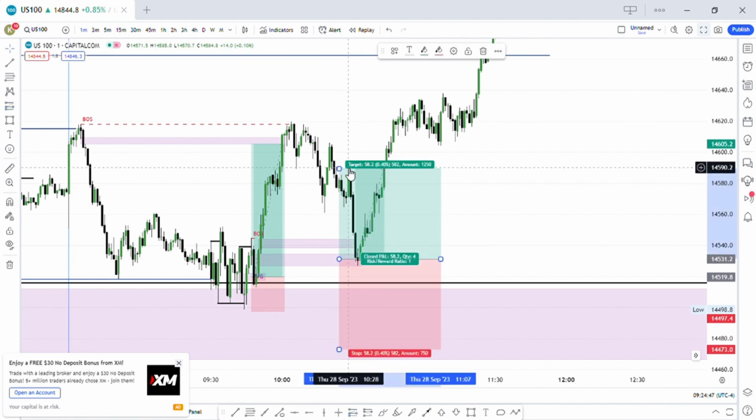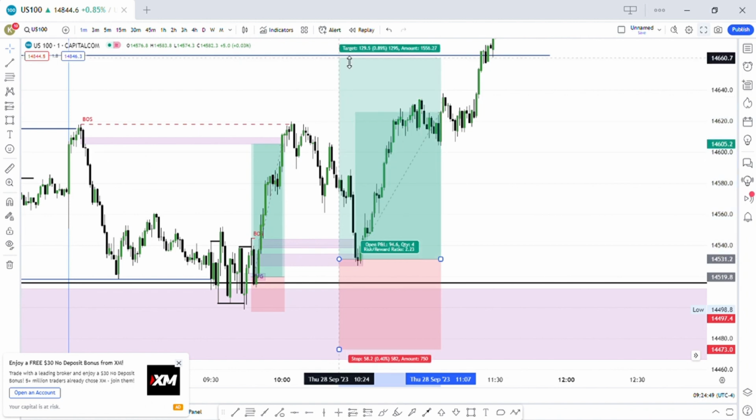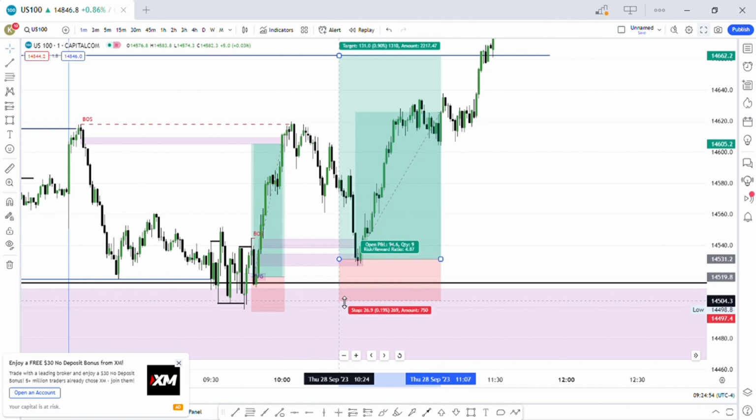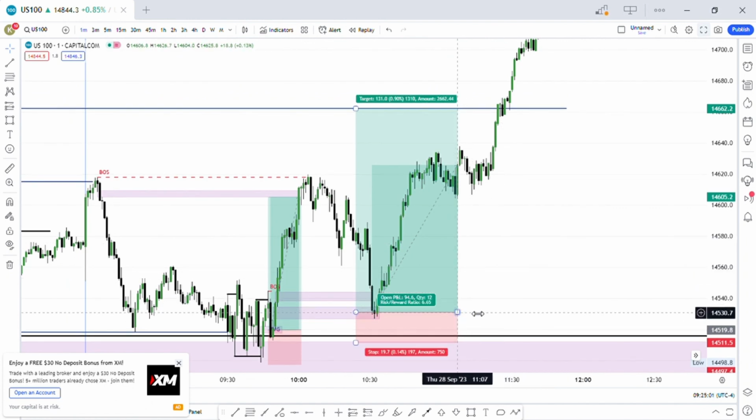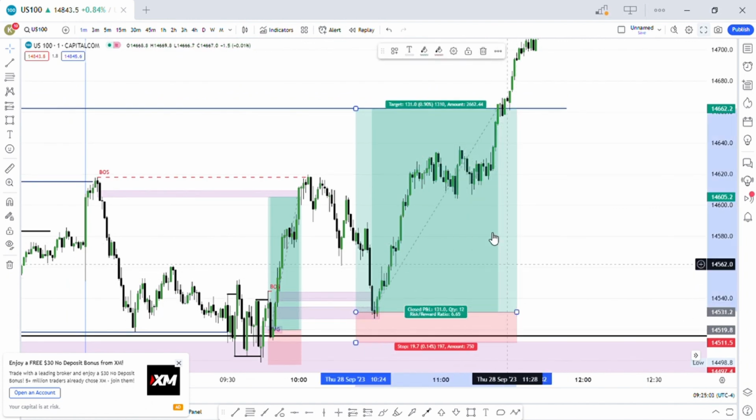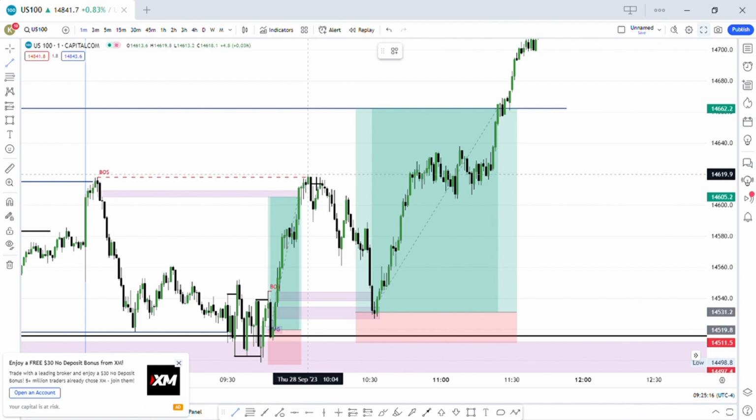Then where do you target? You target this and you put your stop loss just below this. But you can target higher liquidity points. What I like to do is target here as my second partial, because I'm going to take partials here. This is going to be my first partial. When the market breaks this high, I take partial.